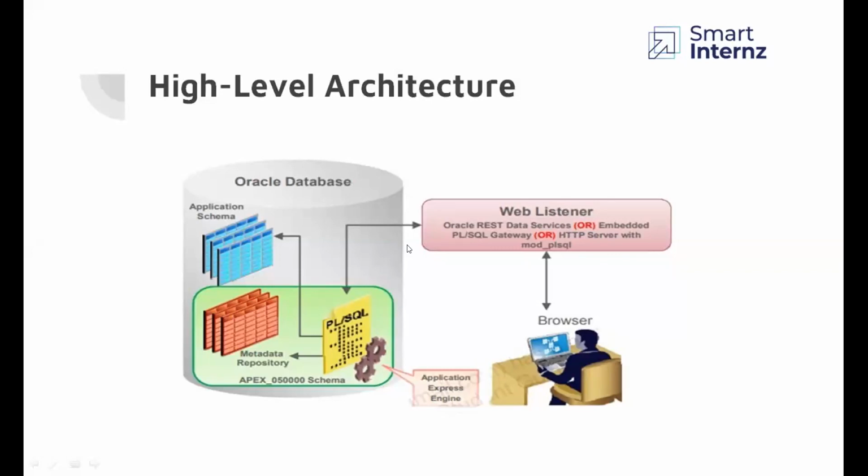Okay, that is different. Application schema is where you create everything manually and you put your objects into that schema, and you assign this schema to your workspace, and then you start developing the applications. Okay, that is the main difference between application schema and the metadata repository.